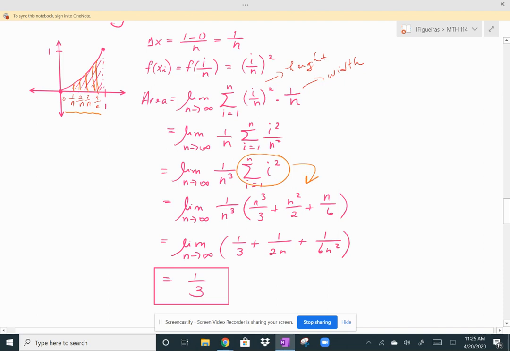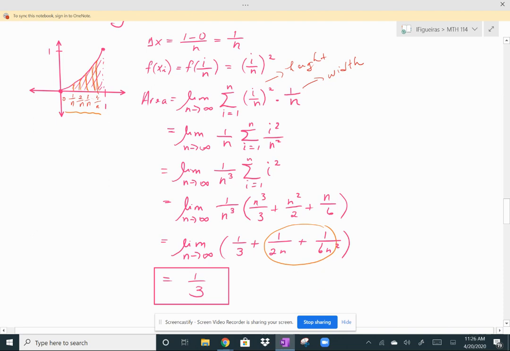So I have the limit as n approaches infinity of 1 over n cubed times n cubed over 3 plus n squared over 2 plus n over 6. Then you can distribute 1 over n cubed across these three terms, and you end up with what you see here, the limit as n approaches infinity of 1/3 plus 1 over 2n plus 1 over 6n squared. And as n approaches infinity, the second and the third term go to 0, and so your answer is just 1/3. And that is an exact computation, not an estimated value.